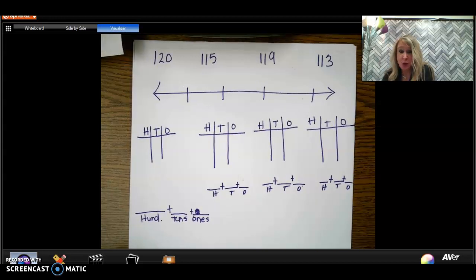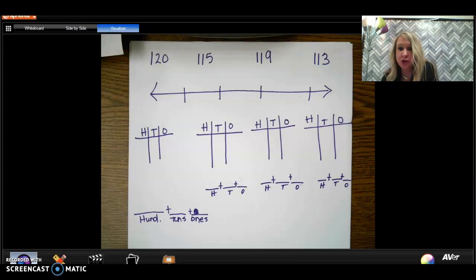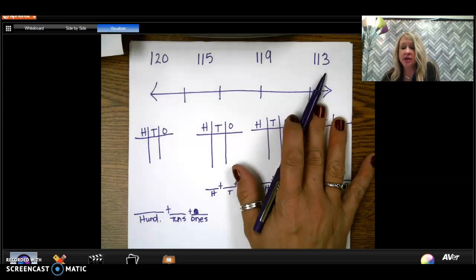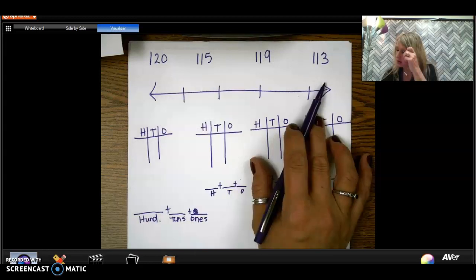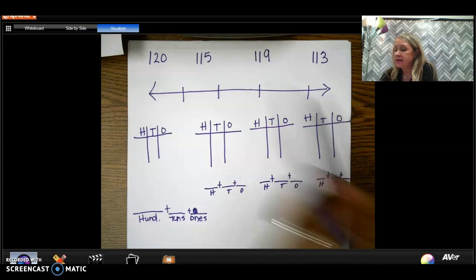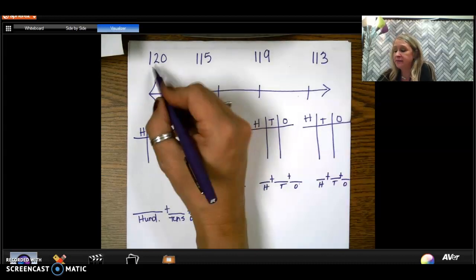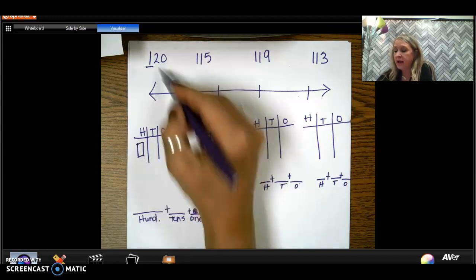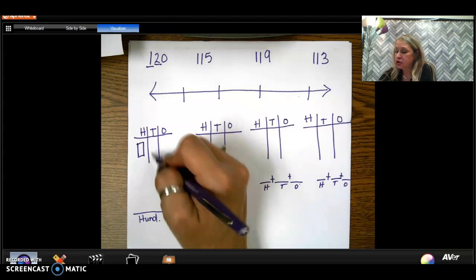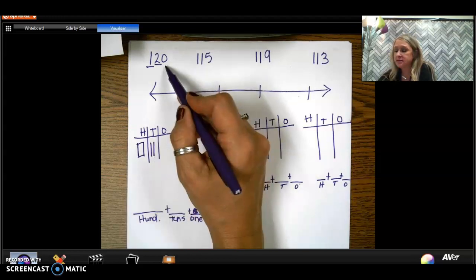Okay, so my friend Kobe has 120 books. Harley has 115. Kevin has 119. And Liam has 113. What order on the number line would these numbers come? All right, let's find out. Let's look at our first number, 120. How many hundreds in that number? 1. How many tens? 2. How many ones? 0.